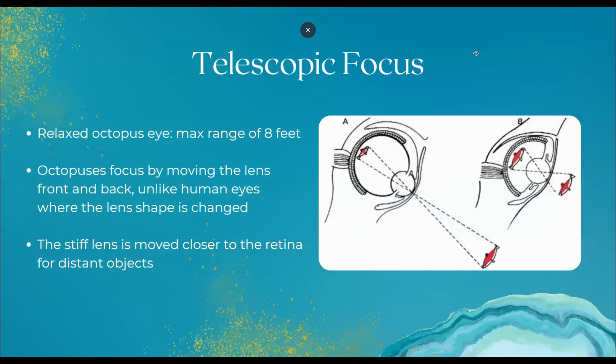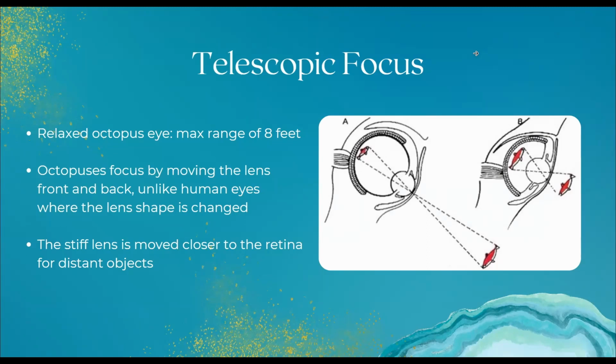Unlike the human eye, where the shape of the flexible lens is changed to focus at different distances, the eye of an octopus focuses instead by moving the stiff lens back and forth like a camera or a telescope. This lens translation is accomplished by ciliary muscles, which are also present in the human eye.